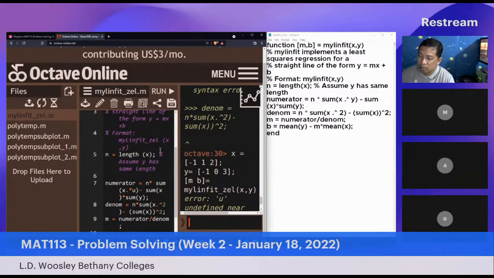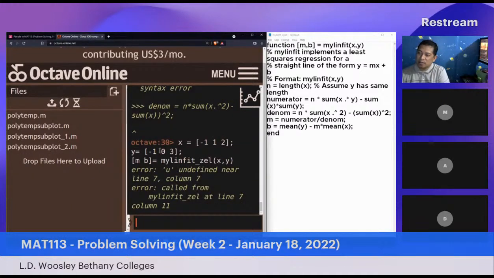Ulitin ko po. Oo nga eh. Y yun, hindi yun U. Yung X times ano mo, X dotted multiplication Y, instead of U. Mali U po, Y. Sige, edit mo. Tingnan natin. Kaya siya undefined.